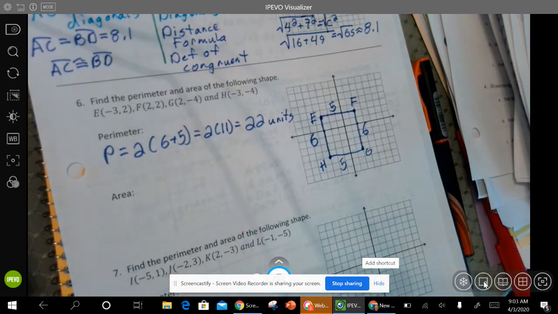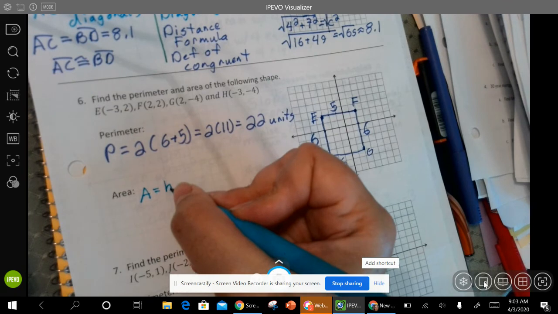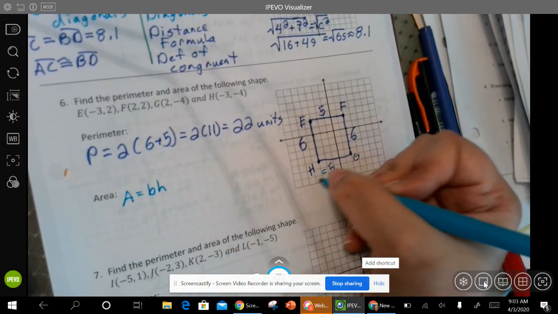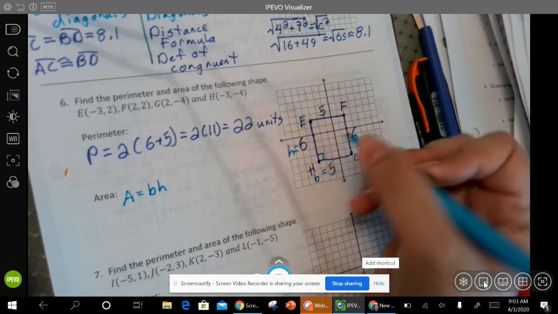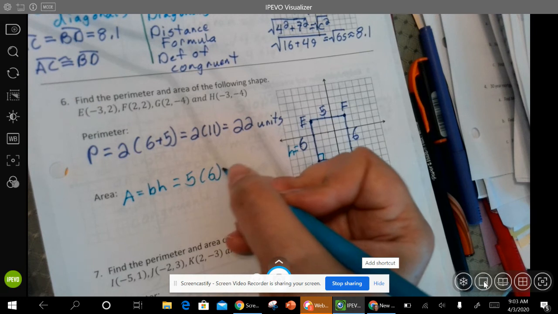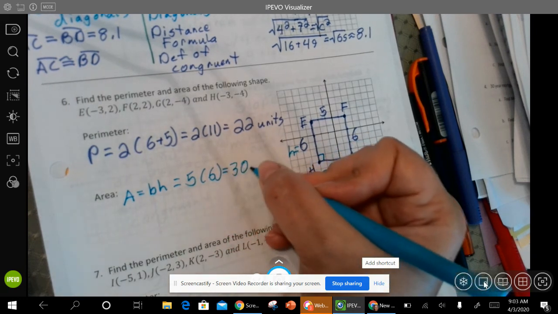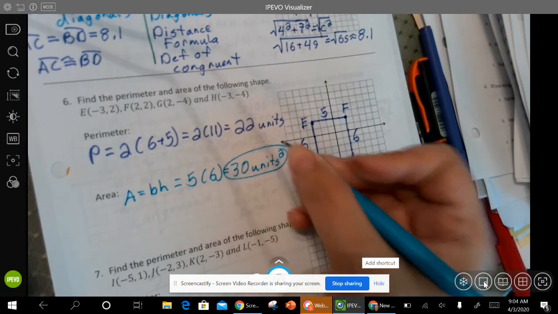Okay, and then we also have to find area. So area, remember, is base times height, because it's all about that base, no trouble. So it's going to be 5 times 6, which is 30. So it's 30 units squared. Everybody remember area, square units.